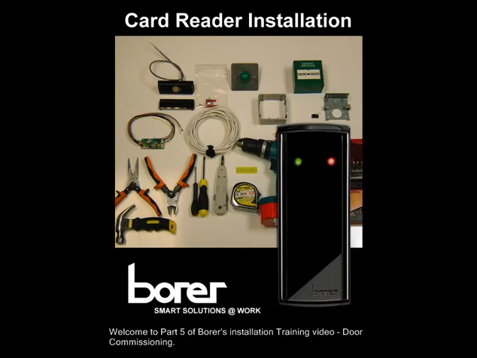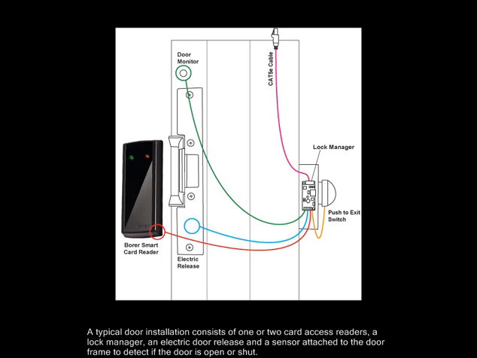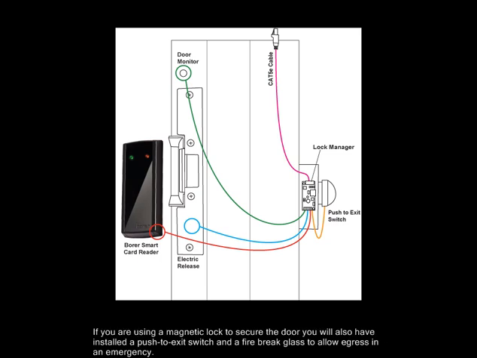Welcome to part 5 of the Boris installation training video, door commissioning. A typical door installation consists of one or two card access readers, a lock manager, an electric door release and a sensor attached to the door frame to detect if the door is open or shut. If you are using a magnetic lock to secure the door, you will also have installed a push-to-exit switch and a fire break glass to allow egress in an emergency.